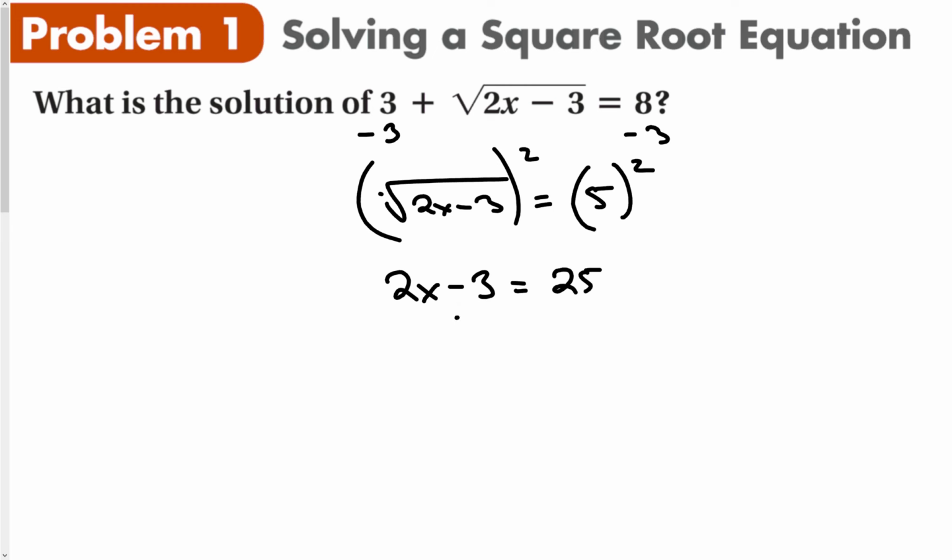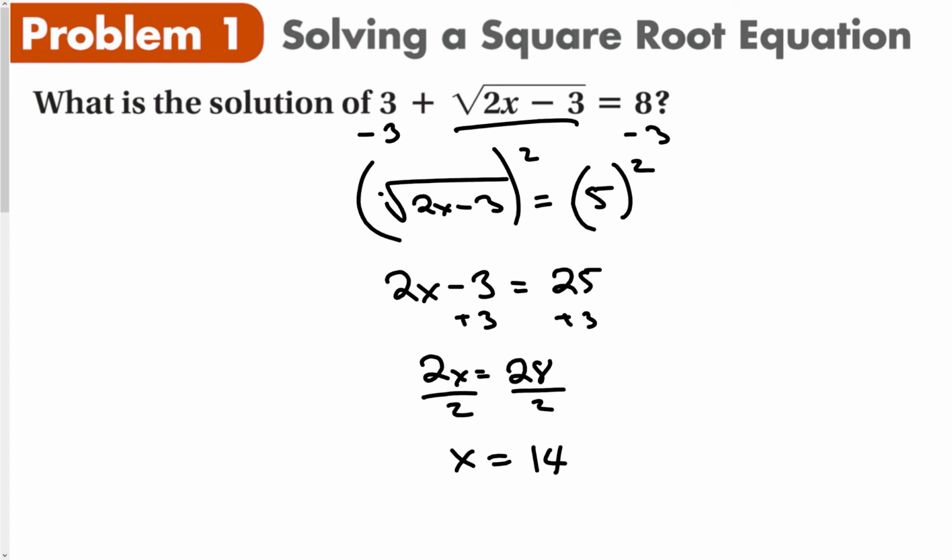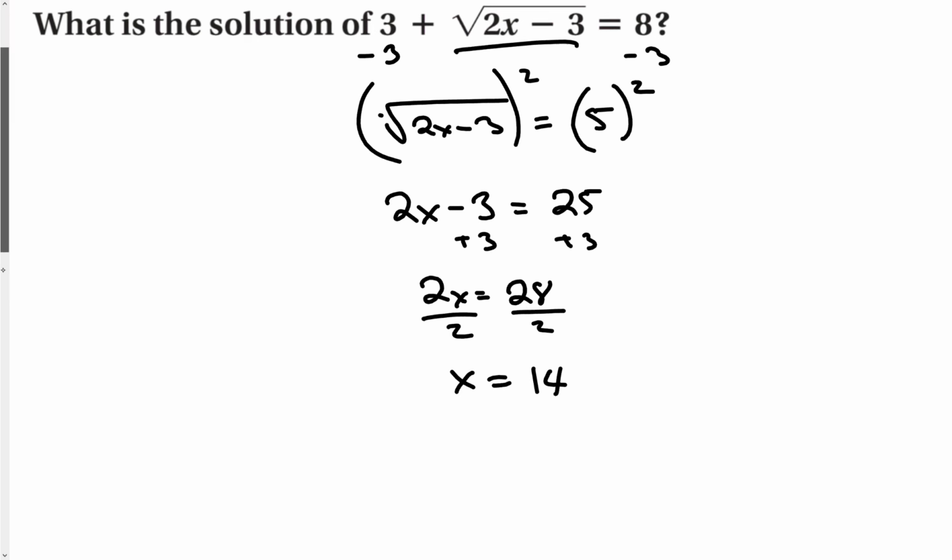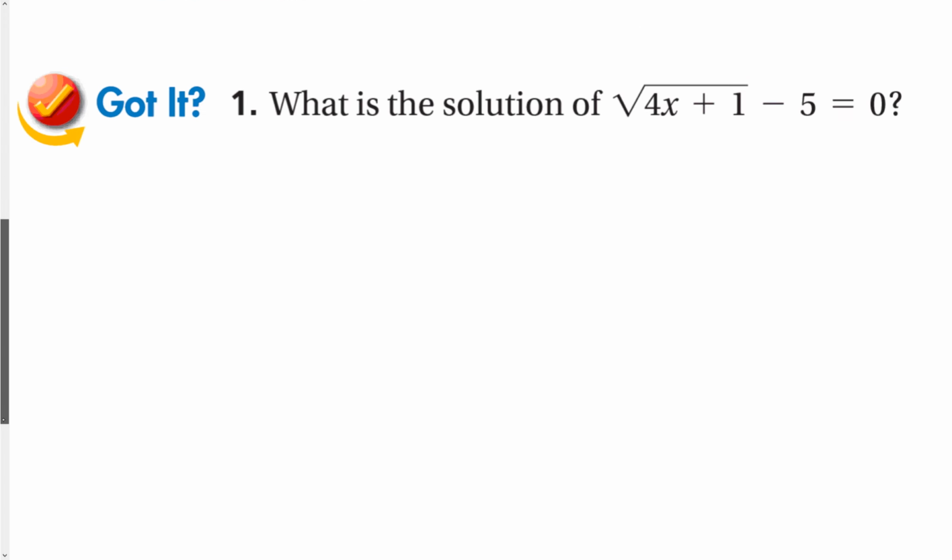Okay, very simple to solve the rest of these. Add 3 to both sides. So 2x is equal to 28. Divide out the 2, and we're left with x is equal to 14. Okay, again, isolate the radical, use the index to raise both sides to that power, and then solve the remaining equation. Okay, let's try a got it problem.